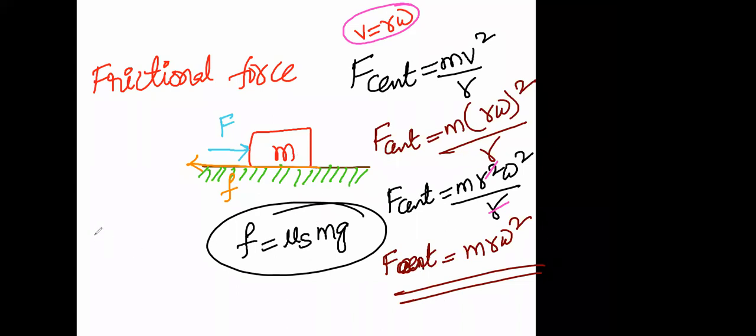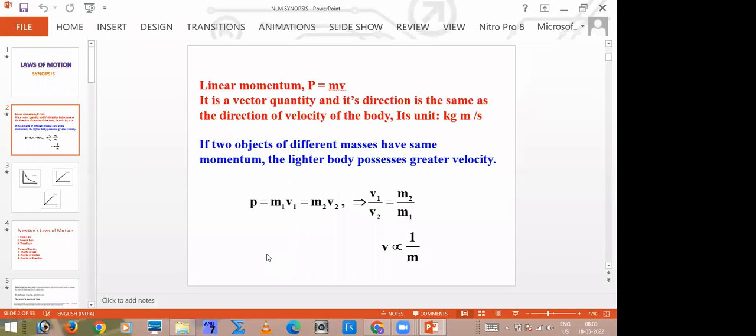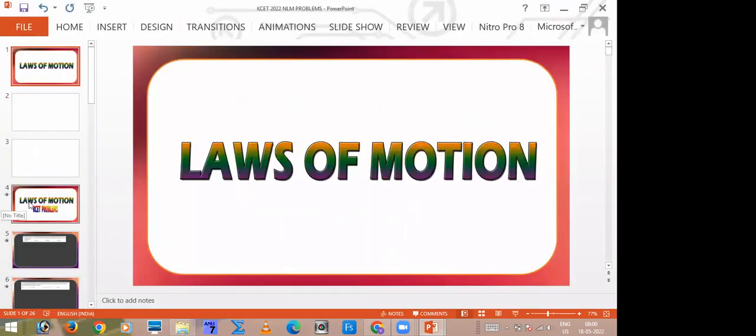So on an unbanked road, the necessary centripetal force is provided by the frictional force. I'm going to start the numericals.